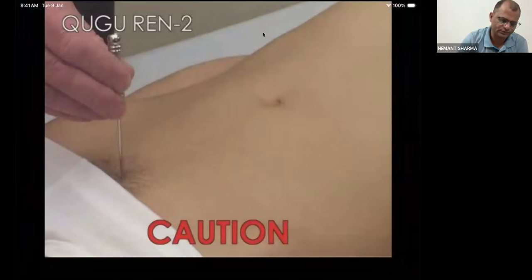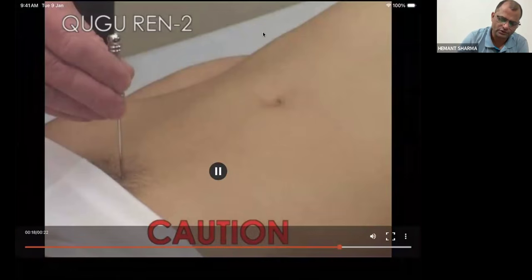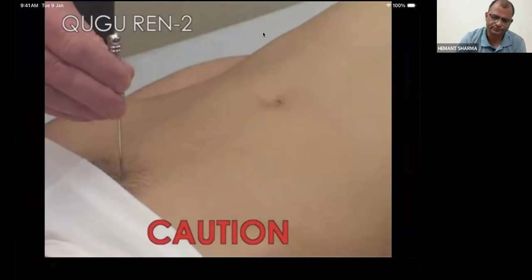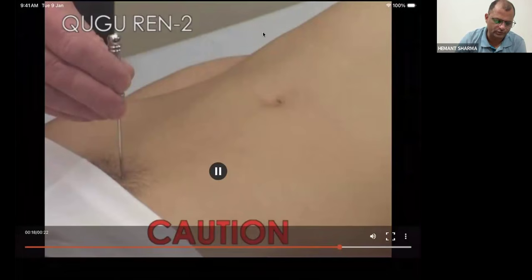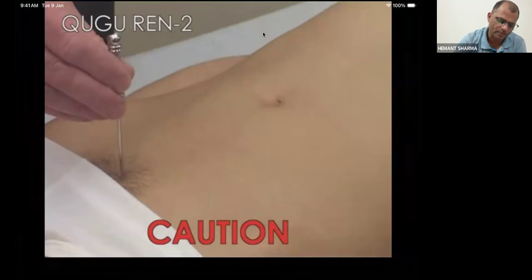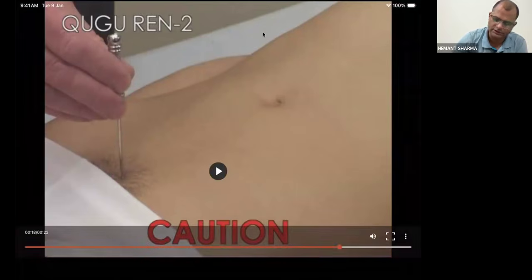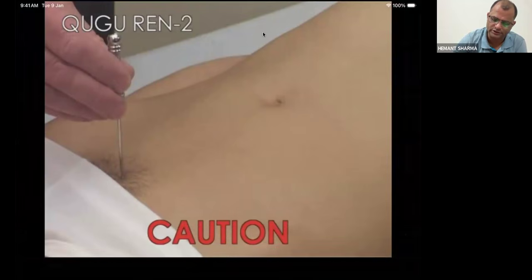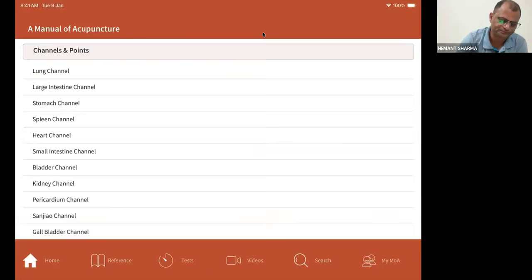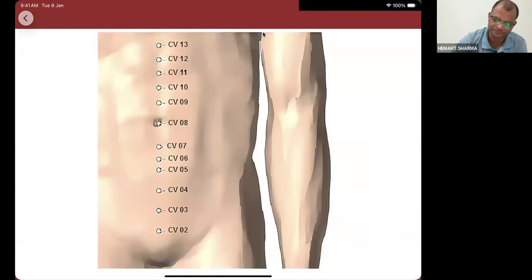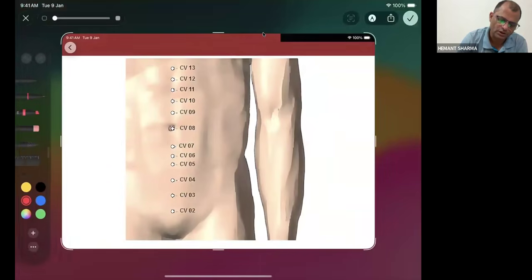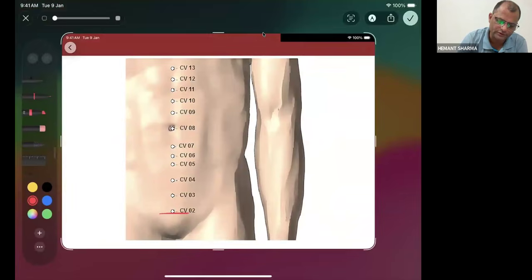One more thing I will tell you here. We have seen navel to pubic bone, and I would like to bring focus on one more very important thing. Let's see the other image. Look here. This is the upper part of the pubic bone, CV2, and this is the navel area, CV8.